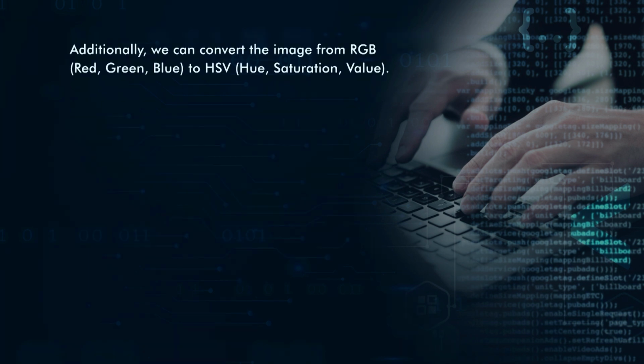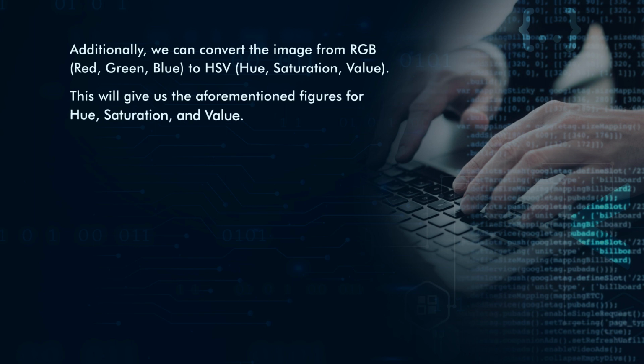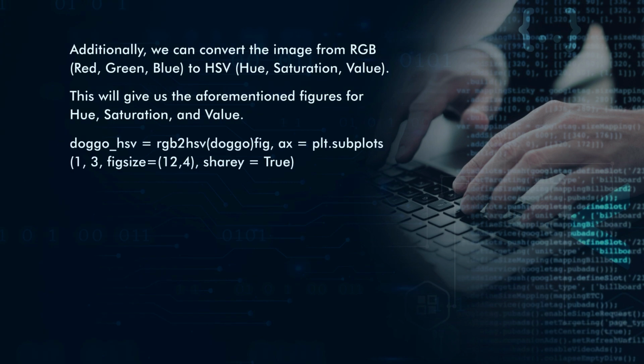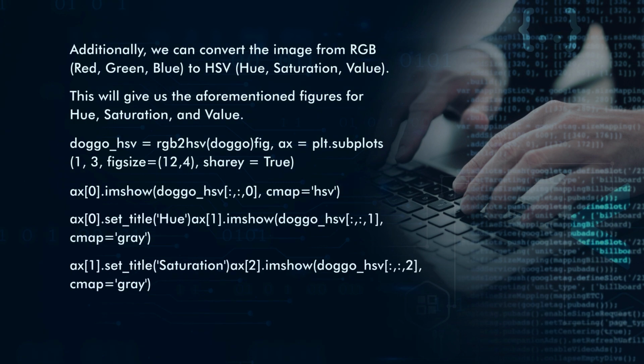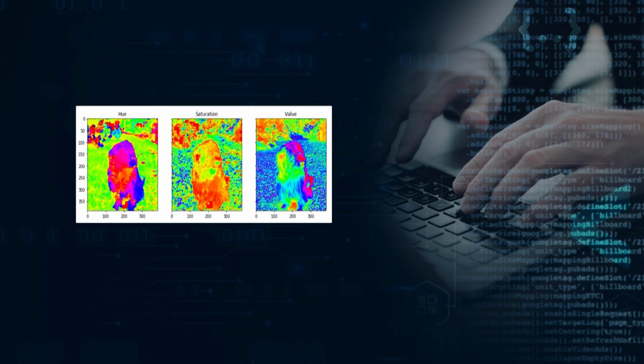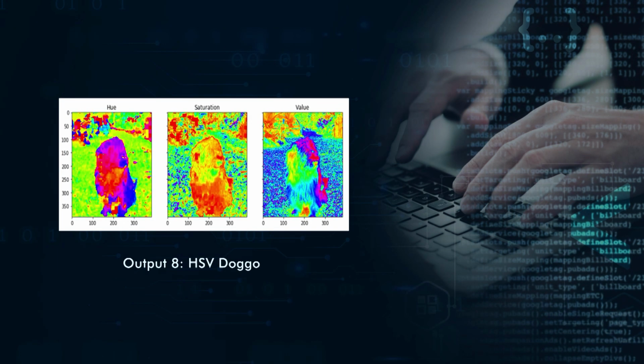Additionally, we can convert the image from RGB, red, green, blue, to HSV, that is hue, saturation, value. This will give us the aforementioned figures for hue, saturation and value. So, the code for this is: HSV is equal to RGB to HSV. Then we will write imshow to see the hue value, and next the same code for saturation and value. And this is the image which we will get for hue, saturation, value. This will be the output.